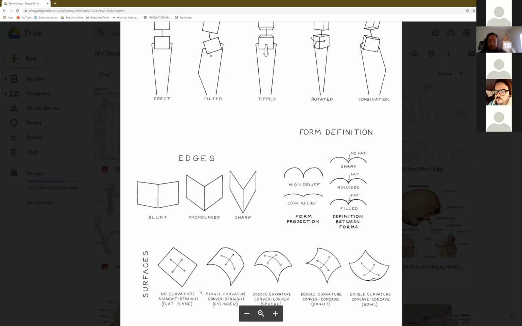Surfaces, when there's no curvature, so a surface is essentially two-dimensional when there's no curvature, and it's straight in either direction. When you have a cylindrical shape, like on the side of a cylinder, you have straight on one axis and rounded on the other. That's called convex straight, or concave straight, which is not diagrammed here. Convex convex or concave concave would be where both axes have curvature. Convex concave, that's like the inside of a donut, or the outside of a donut, I guess.